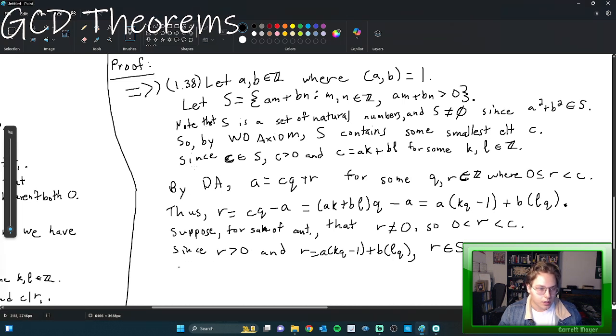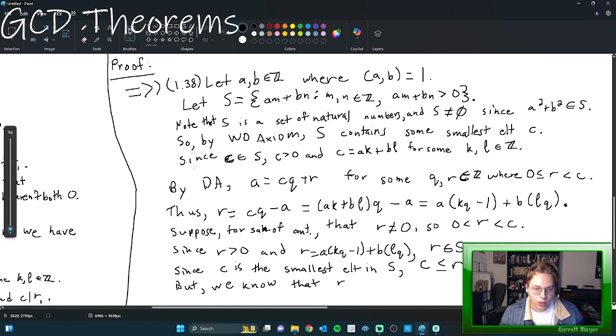And since c is the smallest element, c is less than or equal to r. But we know that r is less than c. So we have a contradiction.